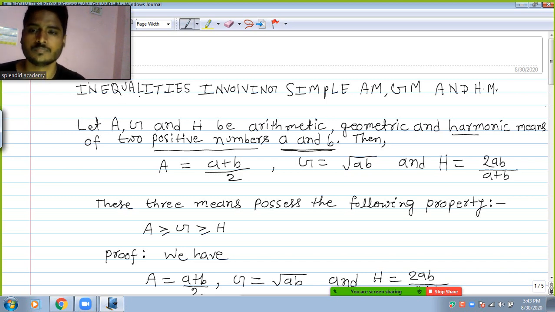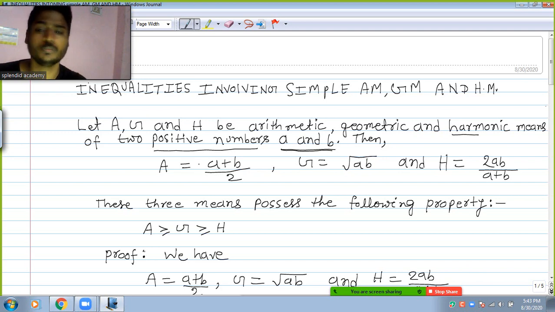Hello students, today I will start with the topic inequalities involving simple AM, GM and HM. Here AM stands for arithmetic mean, GM stands for geometric mean and HM stands for harmonic mean. Let A, G and H be the arithmetic, geometric and harmonic means of two positive numbers. This is important: two positive numbers a and b. Then A equals (a plus b) upon 2.